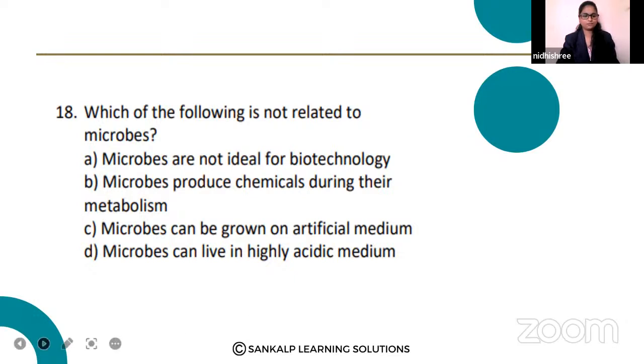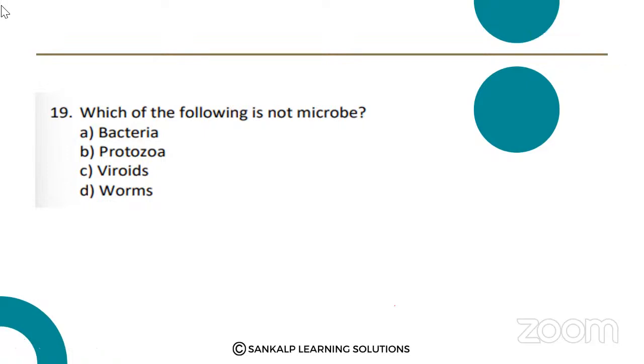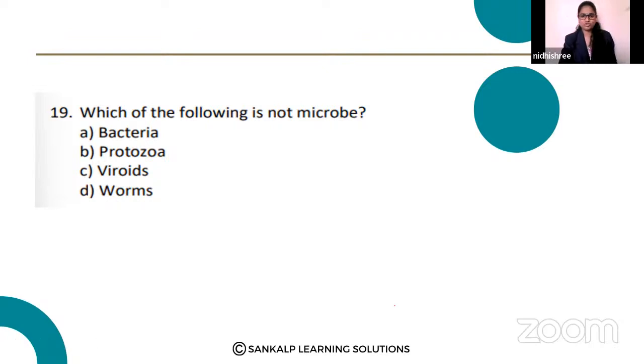Okay. Now, which of the following is not a microbe? Bacteria, protozoa, viroids, worms. Yes. I couldn't hear the option. Option D. Worms. Okay. Great. Thank you. Samrintaj, option D. Harshita, Padma, Yan, Pushpalata, Ramya. Fine. Option D is the right answer.